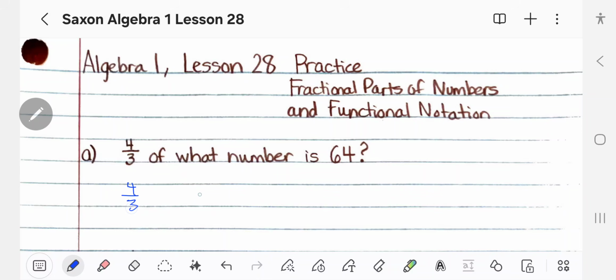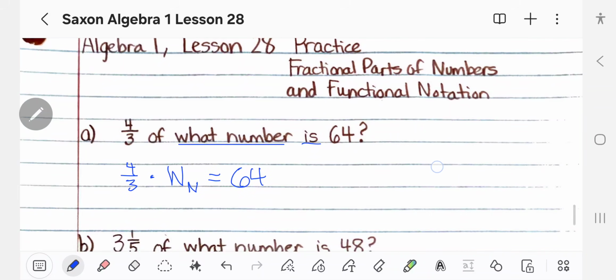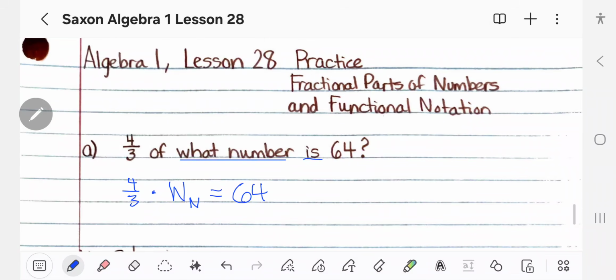4/3 of what number is 64? We just write 4/3, and "of" we're going to write as multiply. What number? We're going to use the variable n. Then an equal sign, 64. Now, how do I solve that equation? I can divide both sides by 4/3, which is really the same as multiplying both sides by that reciprocal, which is 3/4. A little less to write that way, so let's do that.